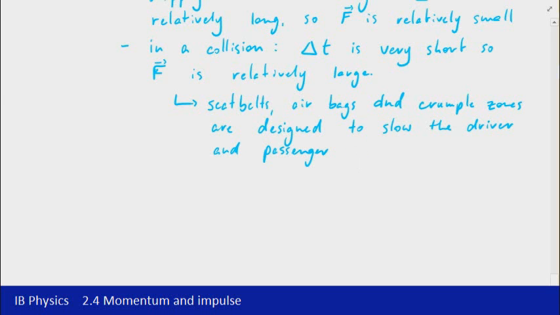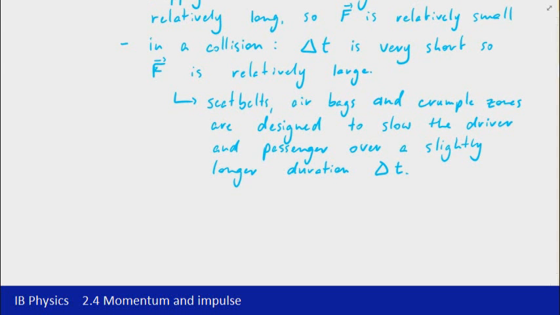By saying slowing them over a slightly longer duration, what we really are saying is that in the case of a collision, we might be talking fractions of a second. If we can double that value of delta t, so even if it's say 50 milliseconds and we double that to 100 milliseconds, that's going to halve the force that's being exerted on the passenger and the driver. So just by increasing that duration, even slightly, can have a dramatic impact on the forces that are experienced by the people in the car.